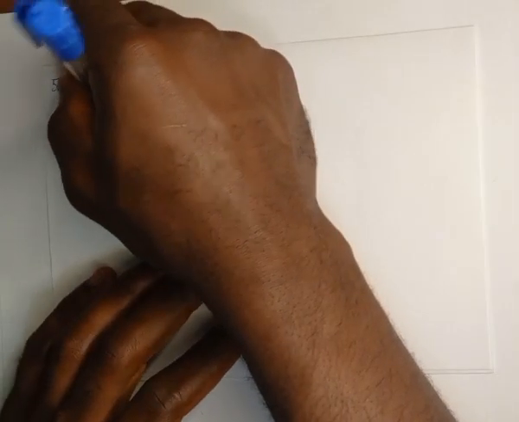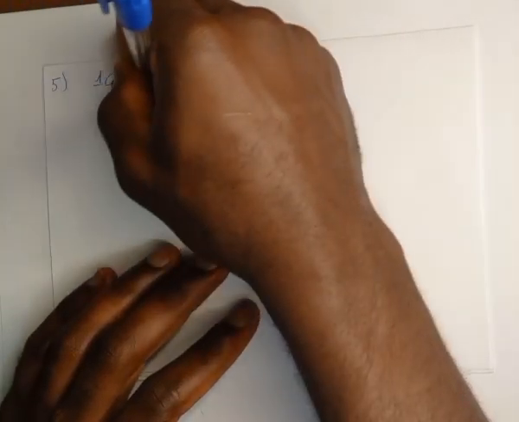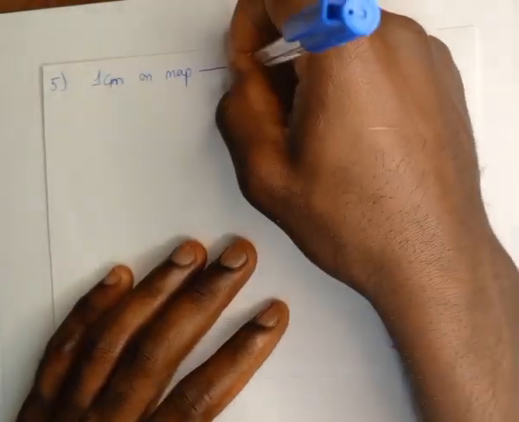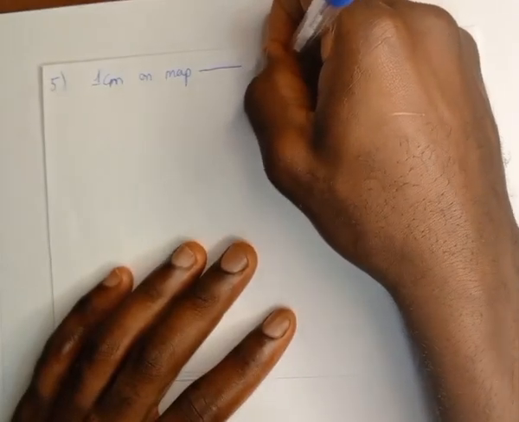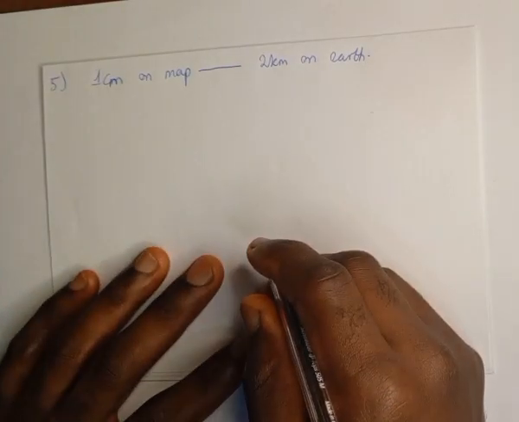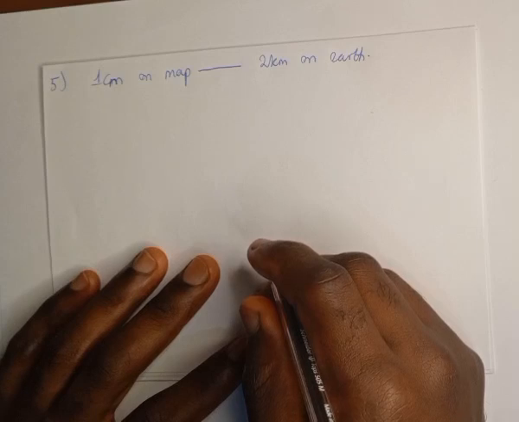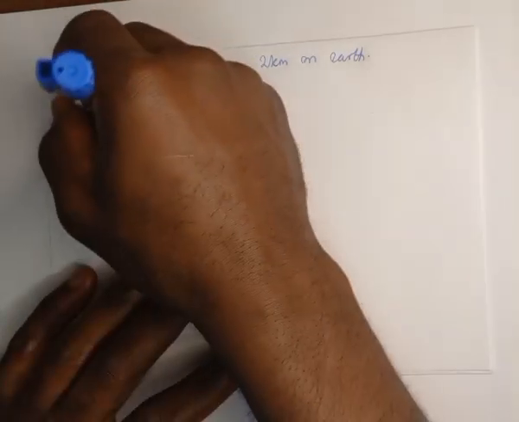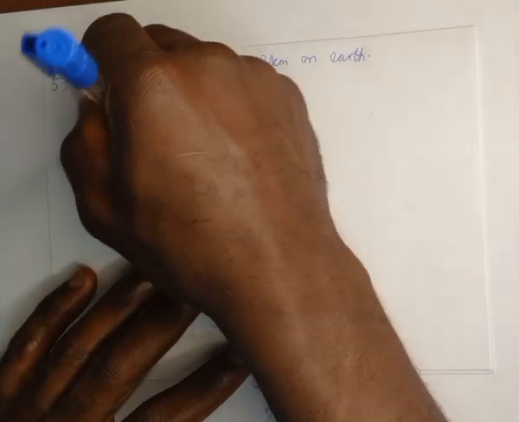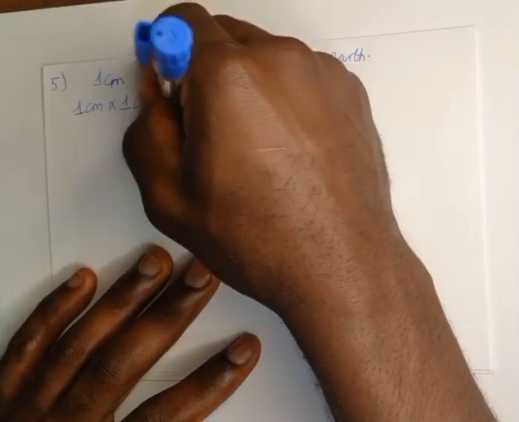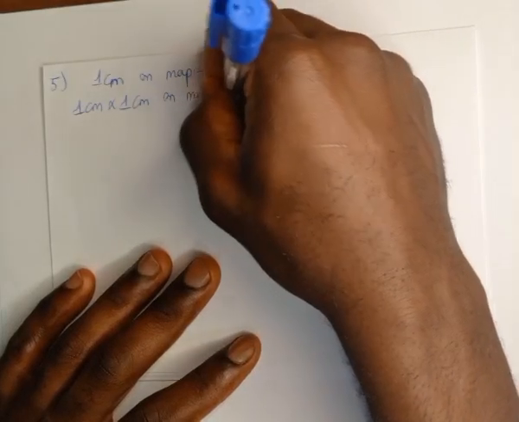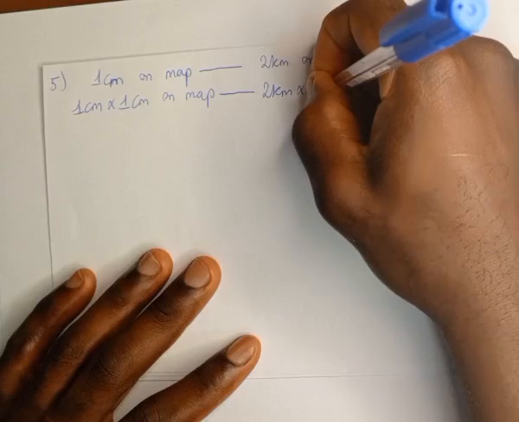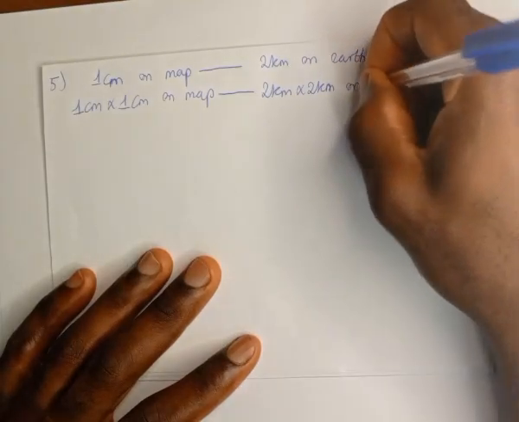The scale: we have 1 centimeter on map is equivalent to 2 kilometers on Earth. Then we have been told that the area of a plot of land is 9 centimeters squared. What is the area of the plot in hectares? First, if we take 1 centimeter times 1 centimeter on map, it will be equivalent to 2 kilometers times 2 kilometers on Earth.